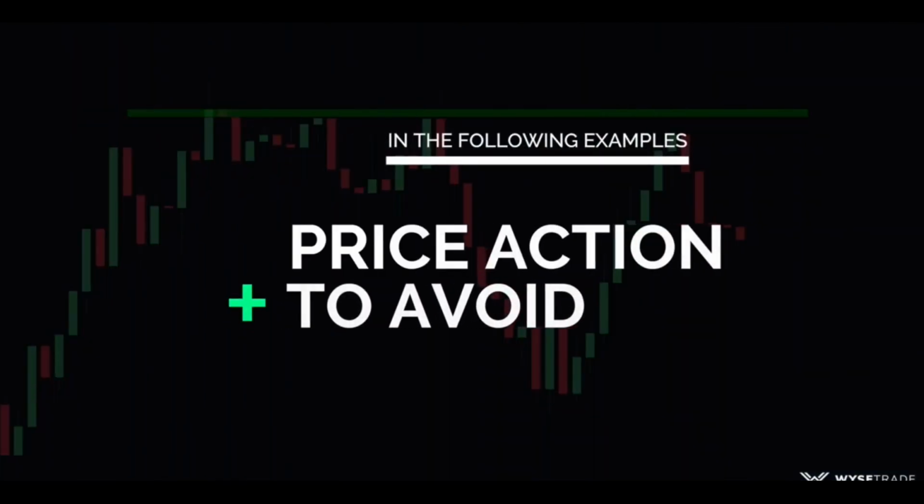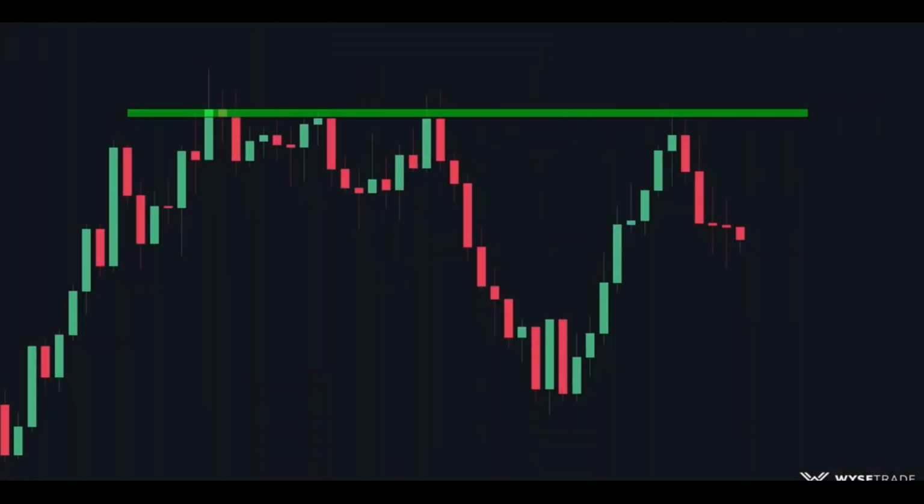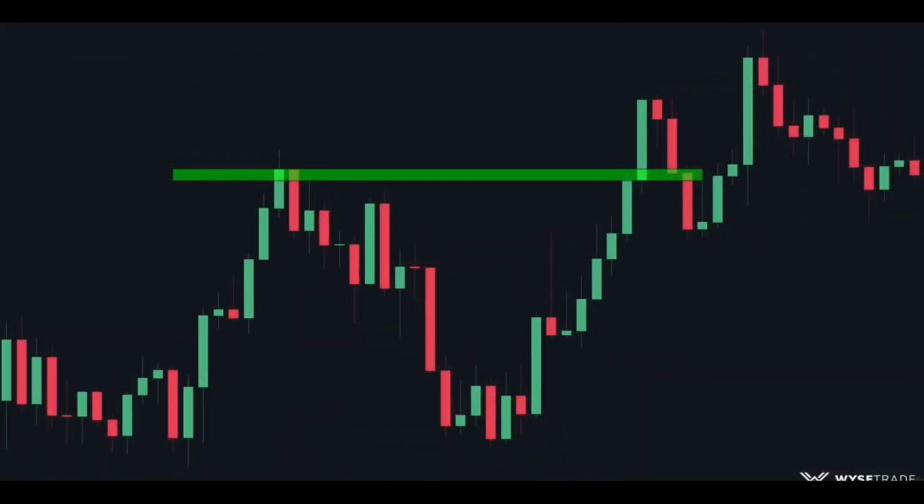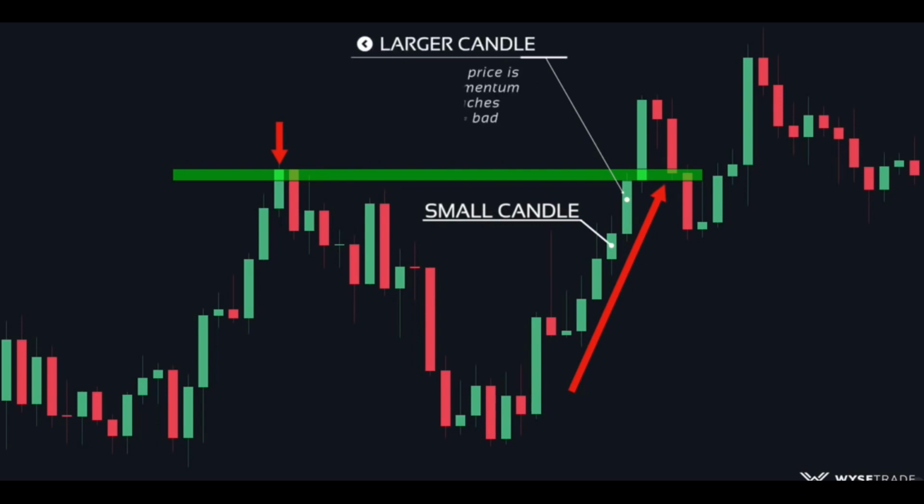Now, in the following examples, I'll show you price action you want to avoid. Here's the Aussie Kiwi. As we look to the left, this is a clear level of resistance. Now, look what happens when price approaches this area again. We have a small candle, but then the following candle is a large candle, which shows a gain of momentum.